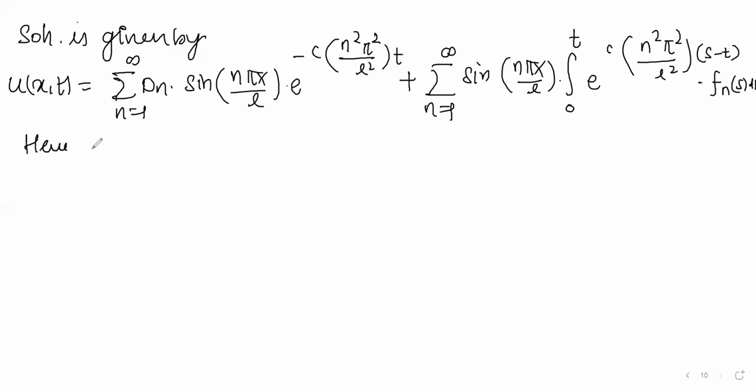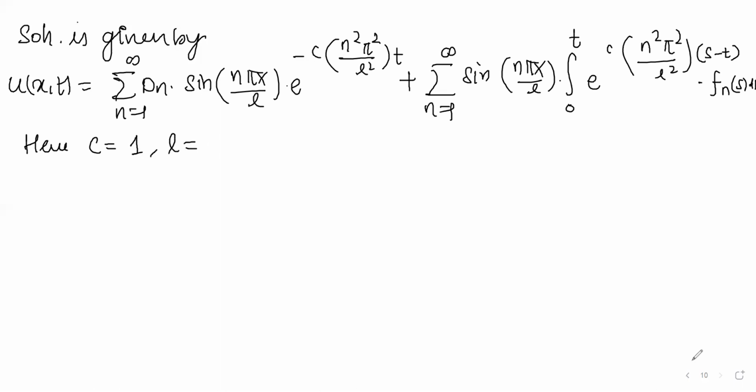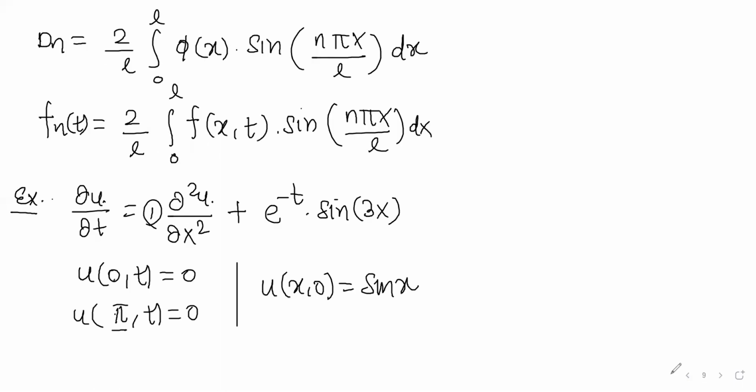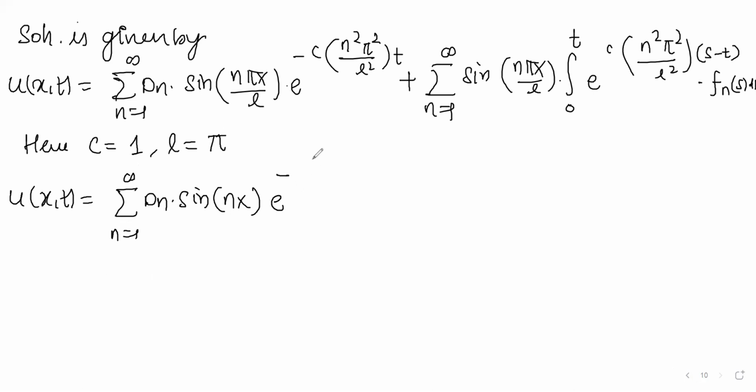In our case, there is no constant, so c is 1, and the length is from 0 to pi, so L will be pi. Now this equation gets simplified. So u(x,t) will be simply summation n equals 1 to infinity d_n, the pi and pi get cancelled, so I just have sine nx, times e power minus n square t. So life is simple now.